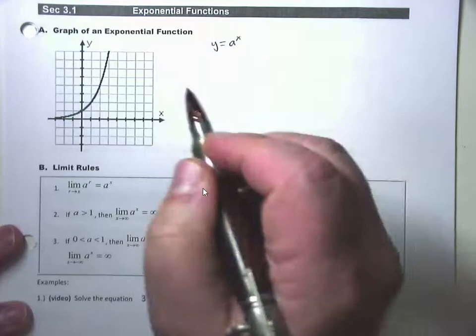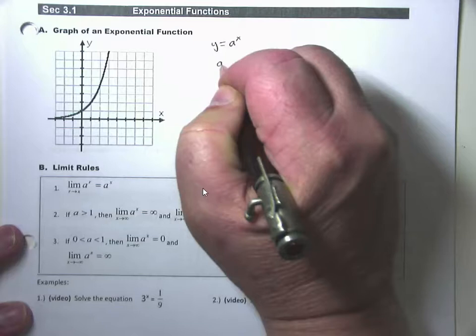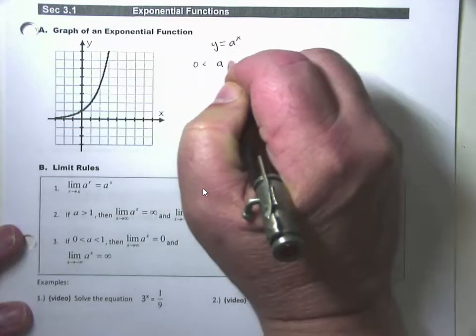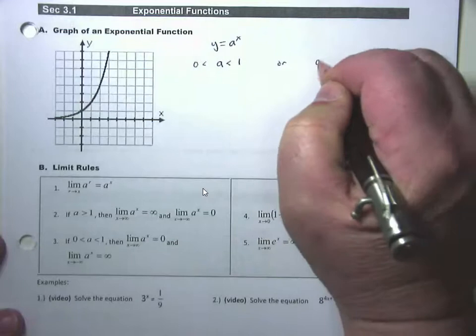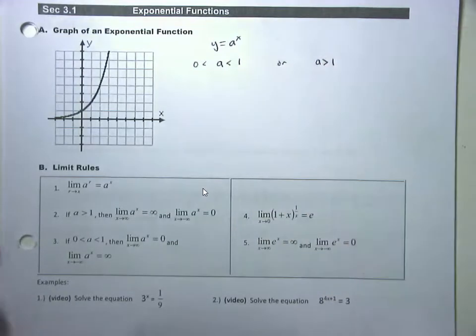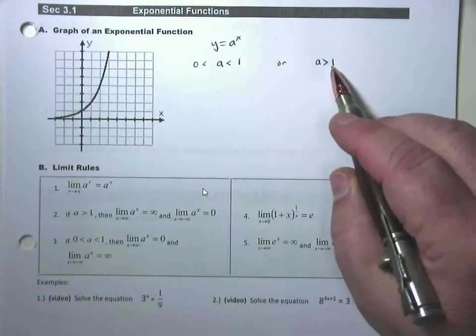But here's the deal about constants. Those constants have got to be either a fraction, somewhere between 0 and 1, or they're going to have to be bigger than 1. For 1 raised to any power is 1. That's not a real exponential. So you either have to have a fractional base, but it's got to be a positive base, or the base has got to be bigger than 1.